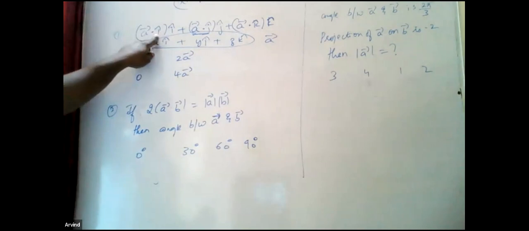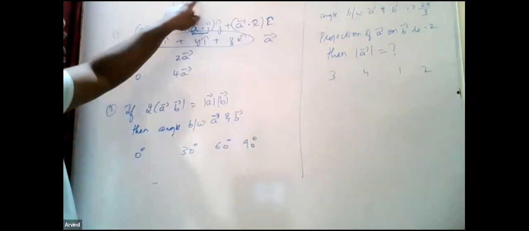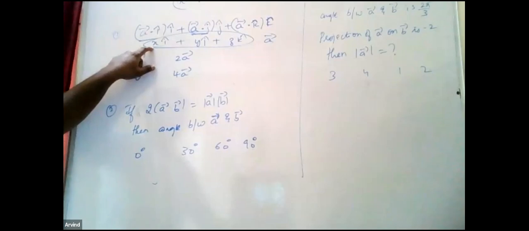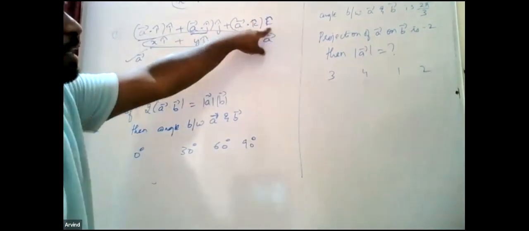If you do A dot I, you multiply I with I. So x, and all the rest become 0: j dot I and k dot I all become 0, only I dot I is 1. So x into 1 is x. So this will be x I cap, y j cap, z k cap, that is nothing but vector A itself.